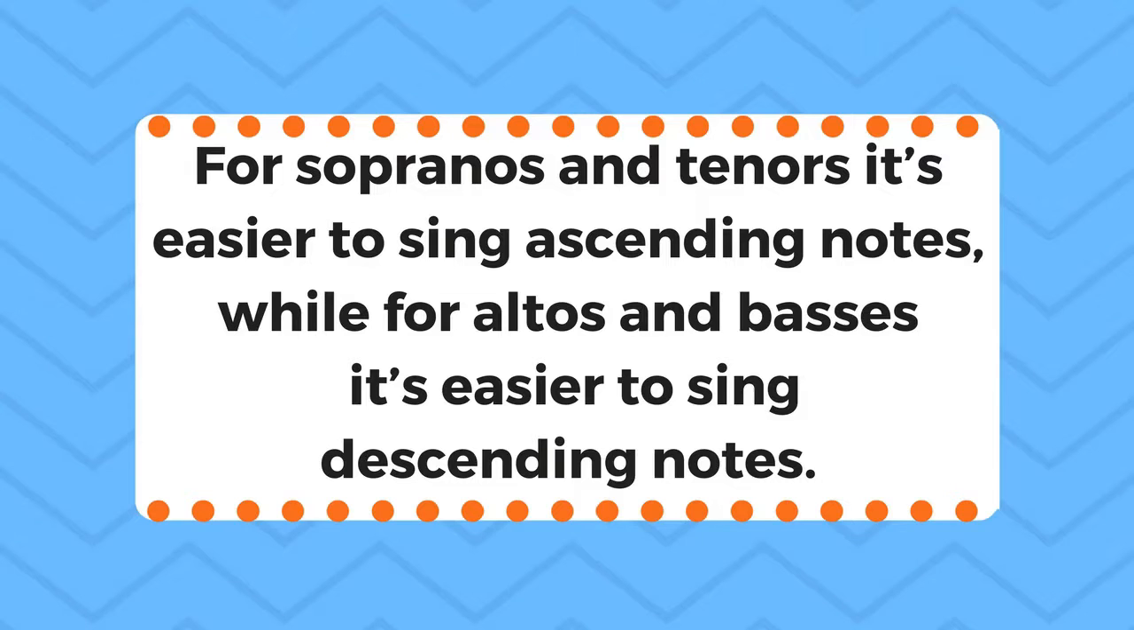Okay, so after all of the audition process, you're still not sure which type of a voice a person has. The first tip is the best advice I was ever given for this particular problem, and it really works. For sopranos and tenors, it's easier to sing ascending notes, while for altos and basses, it's easier to sing descending notes. What I mean by that is, for sopranos, it's gonna be easier to sing la la la la la. For the altos, it's gonna be more natural to sing la la la la la. I don't know why, but it works.